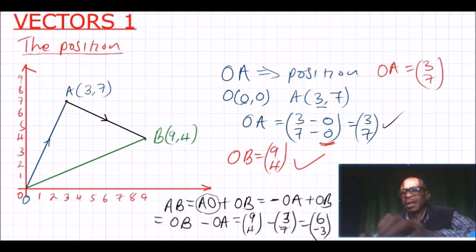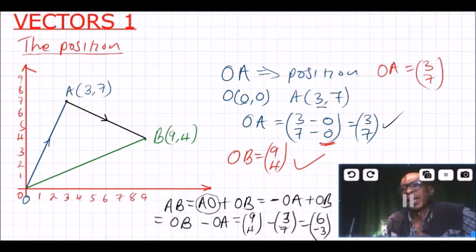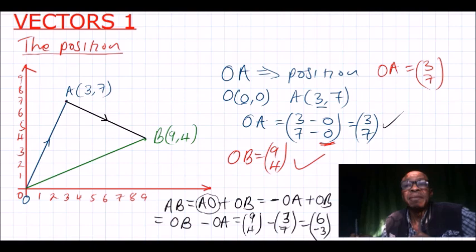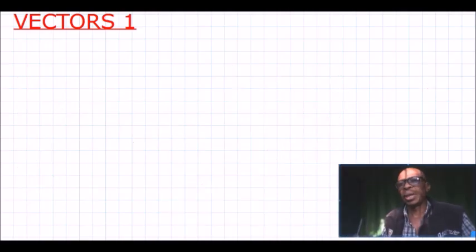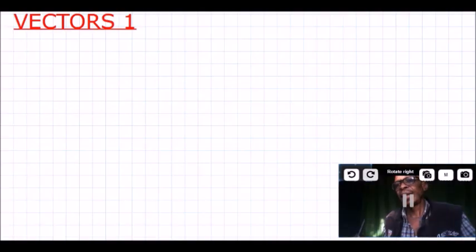So that is a position vector. That is what we call position vectors, and that is the difference between the position vector and the column vector. This is very important in vectors because from now henceforth we will be dealing with column vectors and position vectors. Even in Form 3 we will continue. So it is important that you understand the column vector and the position vector. I'm going to do for you maybe two or three examples, and then we can wind up this lesson.